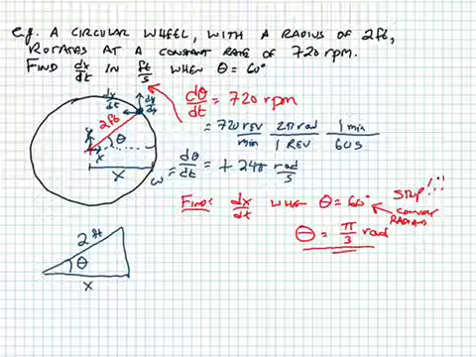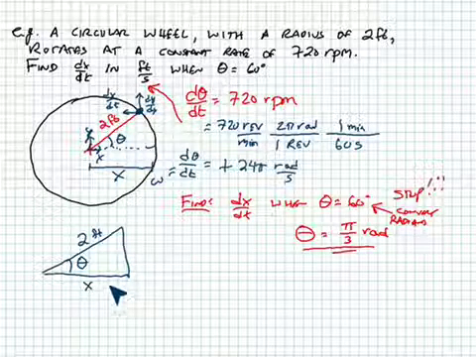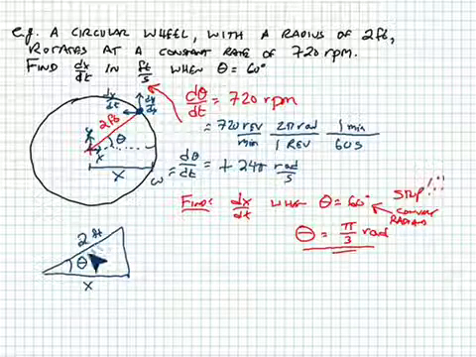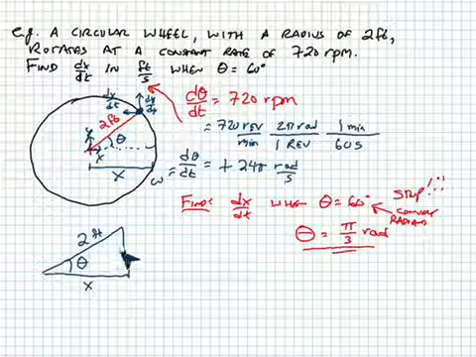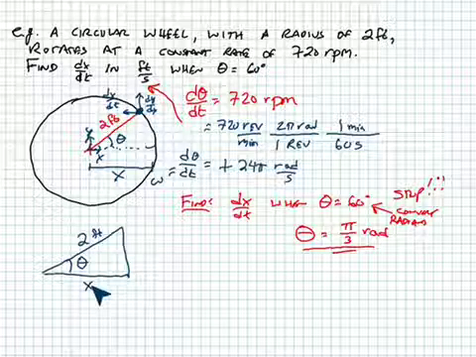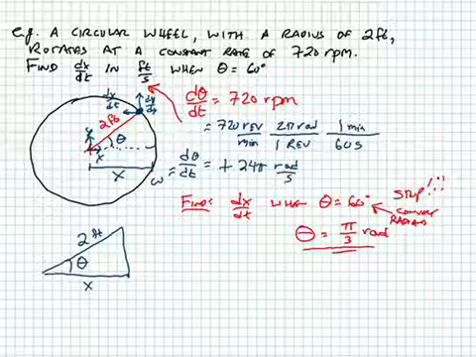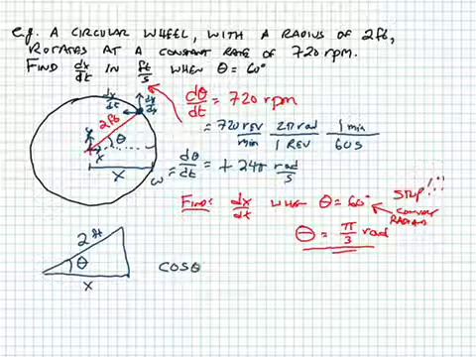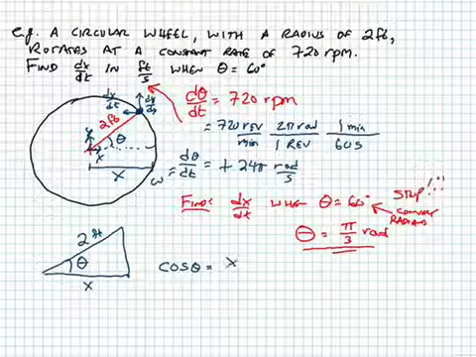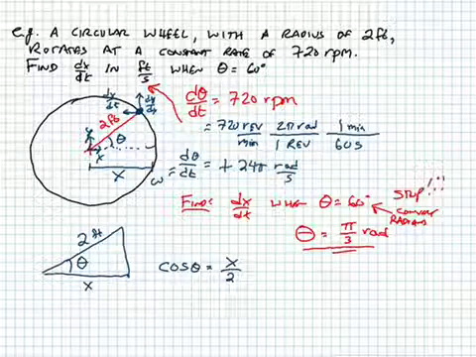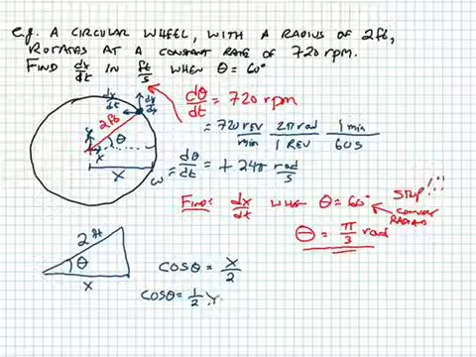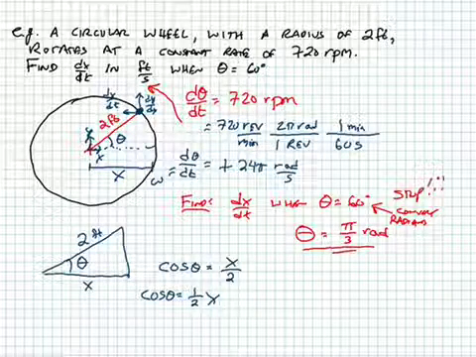Okay, so if we go back over to our triangle, x is changing and theta is changing, but the radius of the wheel remains constant. And so we really have a right triangle relationship. So x is the adjacent side, and so the relationship that I'm going to differentiate is cosine of theta is equal to adjacent over the hypotenuse. I'm going to write this as cosine of theta is equal to 1/2 x. Okay, so what I'm going to do now is differentiate this.